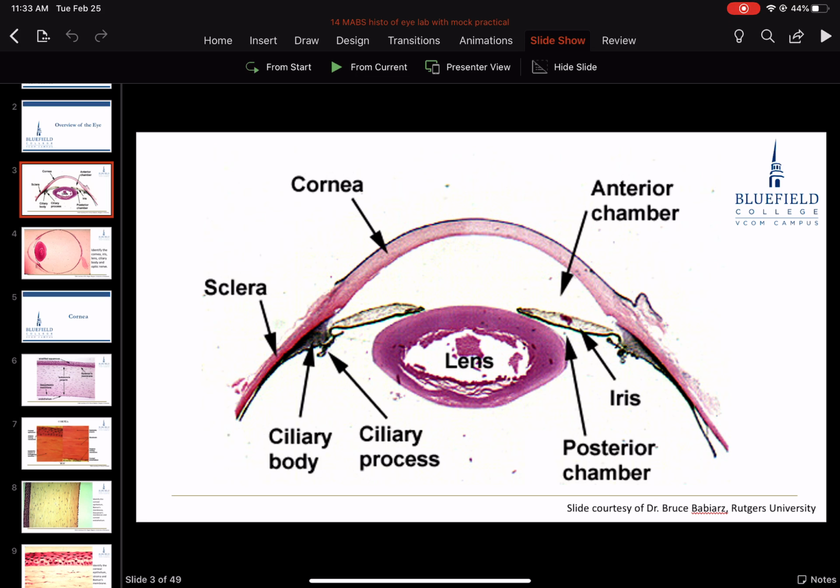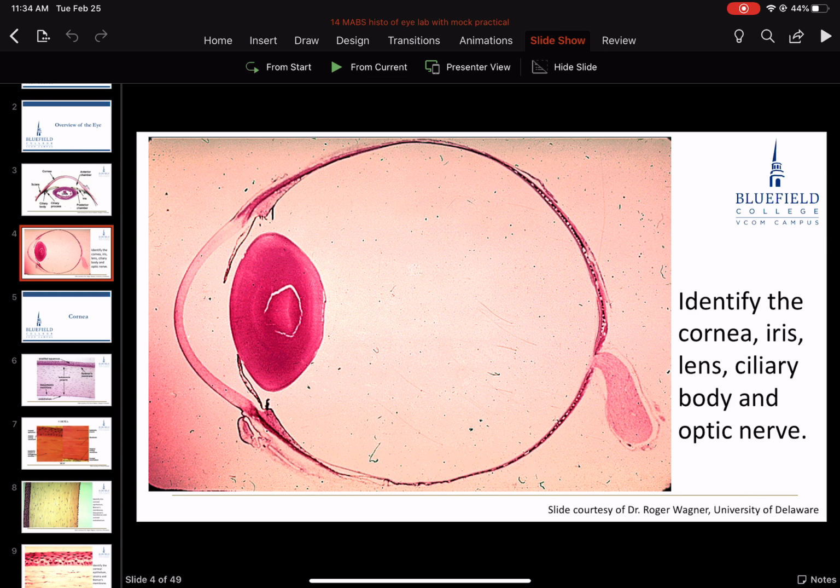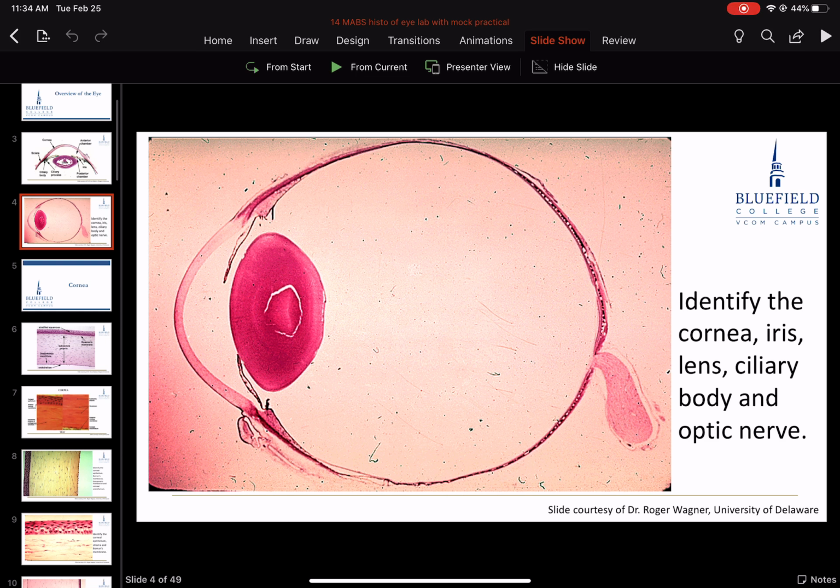There's my iris right there. There's my lens. I trace my cornea going back. Once it turns pink, that's the sclera. That's the white of the eye that continues all the way around. Here would be my ciliary body, and anteriorly then the iris.